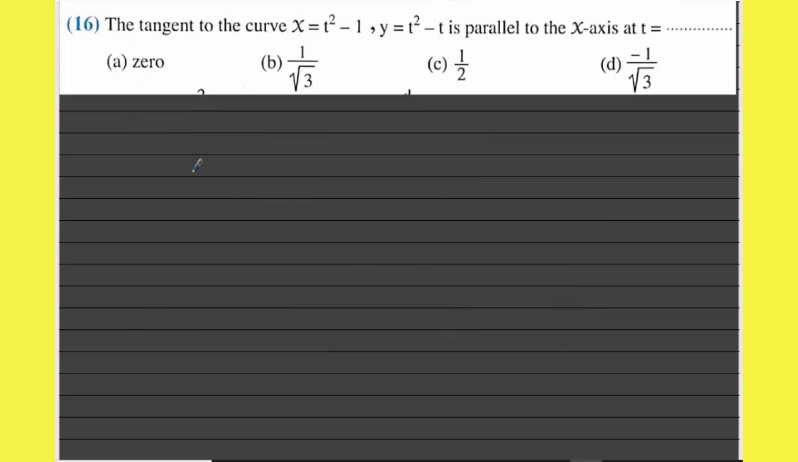Next question. Here, the tangent to the curve. What is the equation of the curve? We have x equals t square minus 1 and y equals t square minus t.